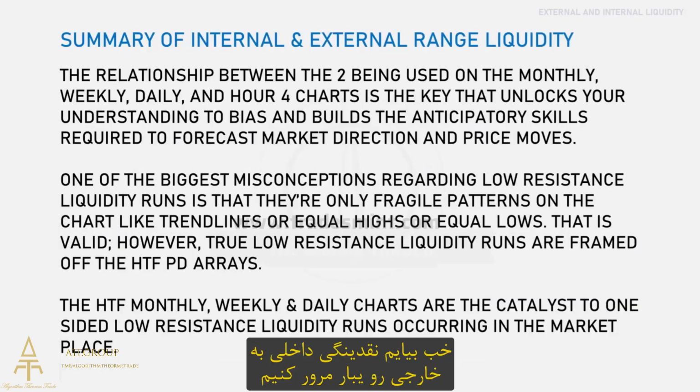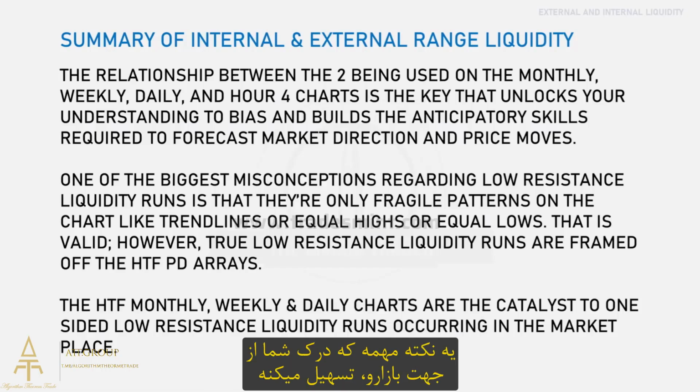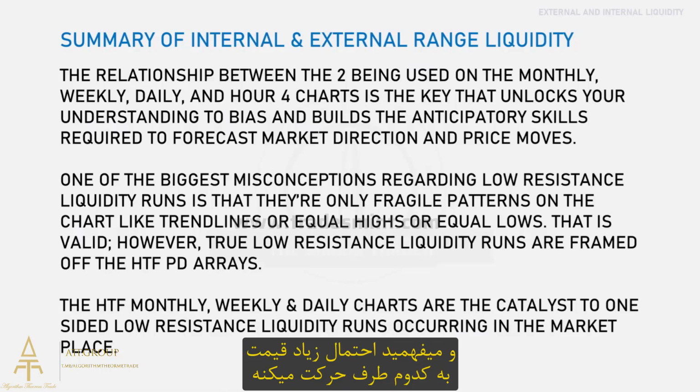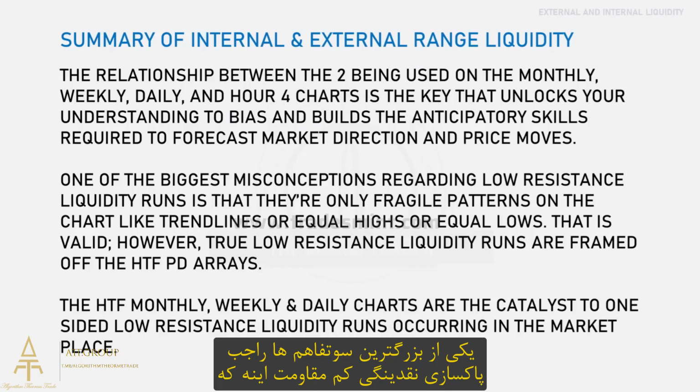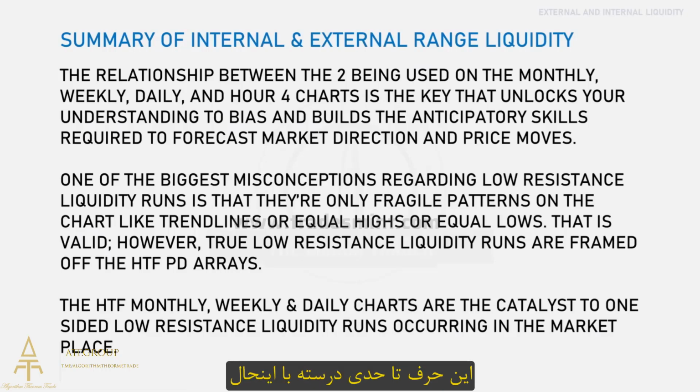So let's summarize internal to external range liquidity. The relationship between the two, being used on the monthly, weekly, daily and 4 hour chart, is the key that unlocks your understanding of bias and builds the anticipatory skills required to forecast market direction and where price most likely will move. One of the biggest misconceptions regarding low resistance liquidity runs is that there are only fragile patterns on a chart, like trend lines or equal highs or equal lows, that kind of patterns, but that is valid.